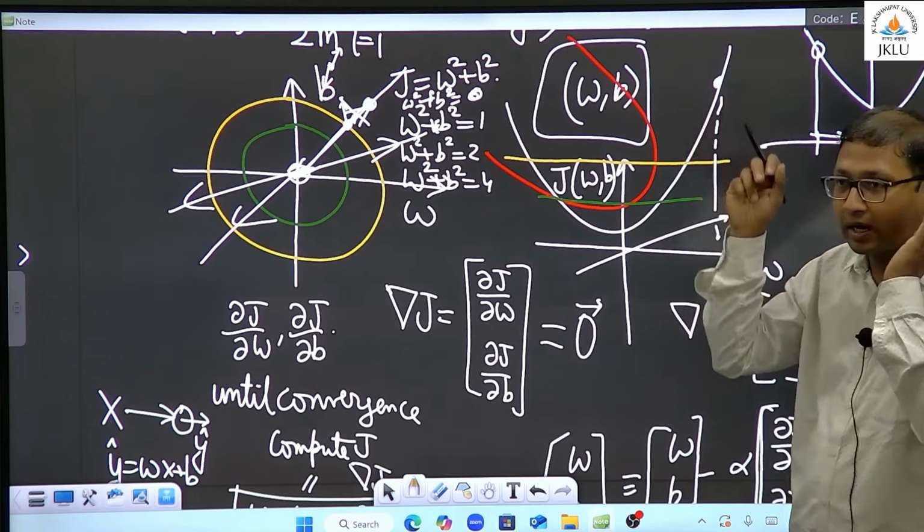Okay, so we start from here. This is a point W comma B. I want to go to the minima. So at this particular point, what is the height? Assume somewhere here. And I want to go in this direction if I draw it here, but we are visualizing it here somewhere. So what do I do? Compute J. What is the value of J at this point? Whatever it is. Okay, so it is here.